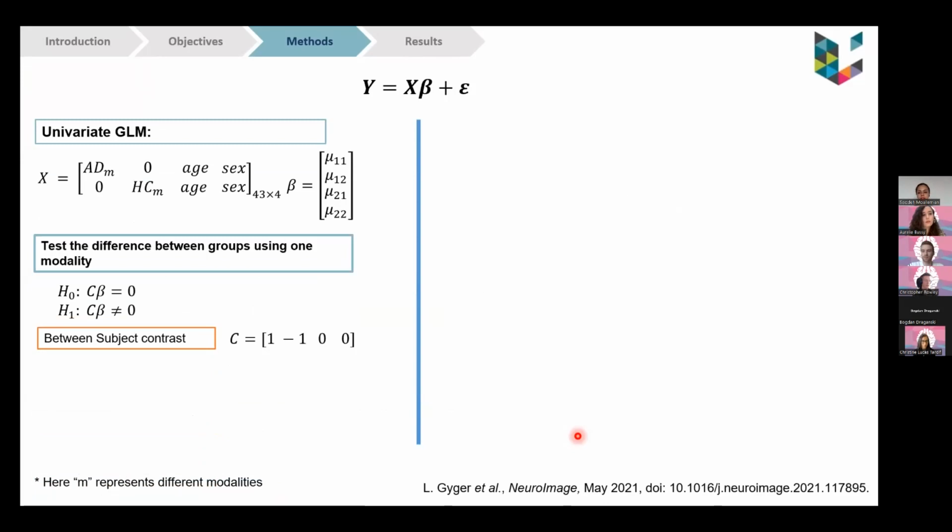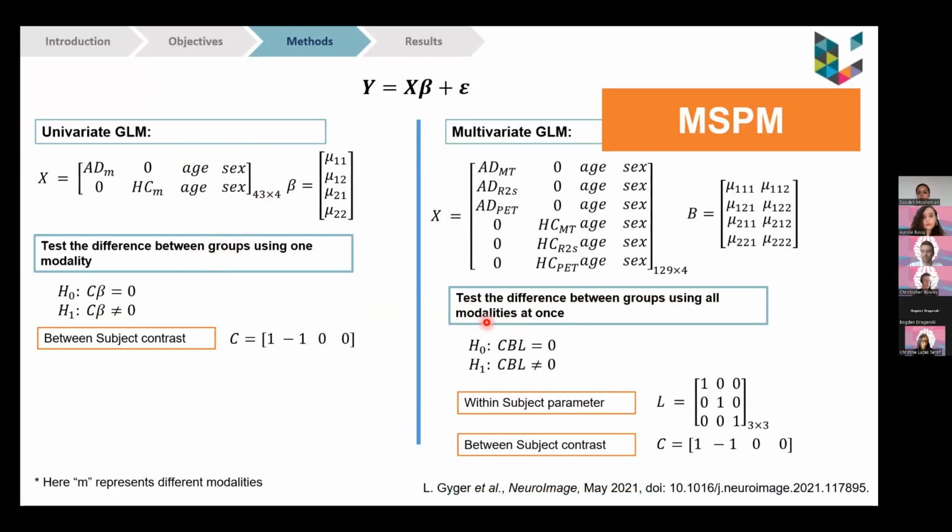We did the univariate GLM in SPM and then tested for the difference between the two groups. For the univariate general linear model, we controlled for age and sex. We also did a multivariate general linear model using the MSPM toolbox, which is a recently developed toolbox that works under SPM. And again, we controlled for participant age and sex, and we tested, in the presence of all modalities having the same weight, if we can find a difference between the groups.